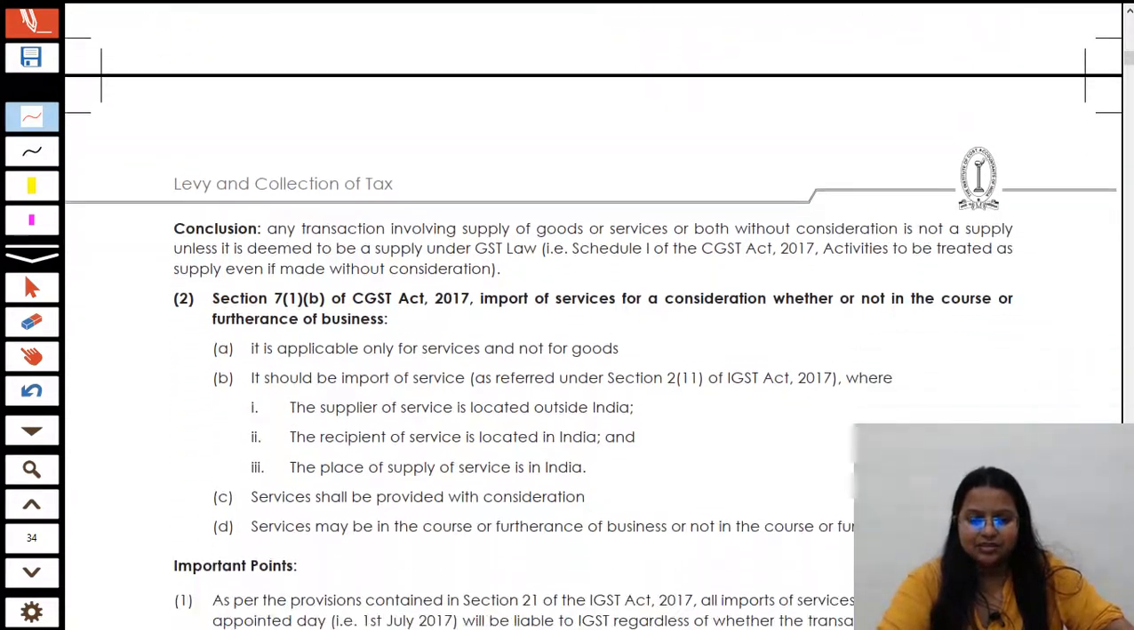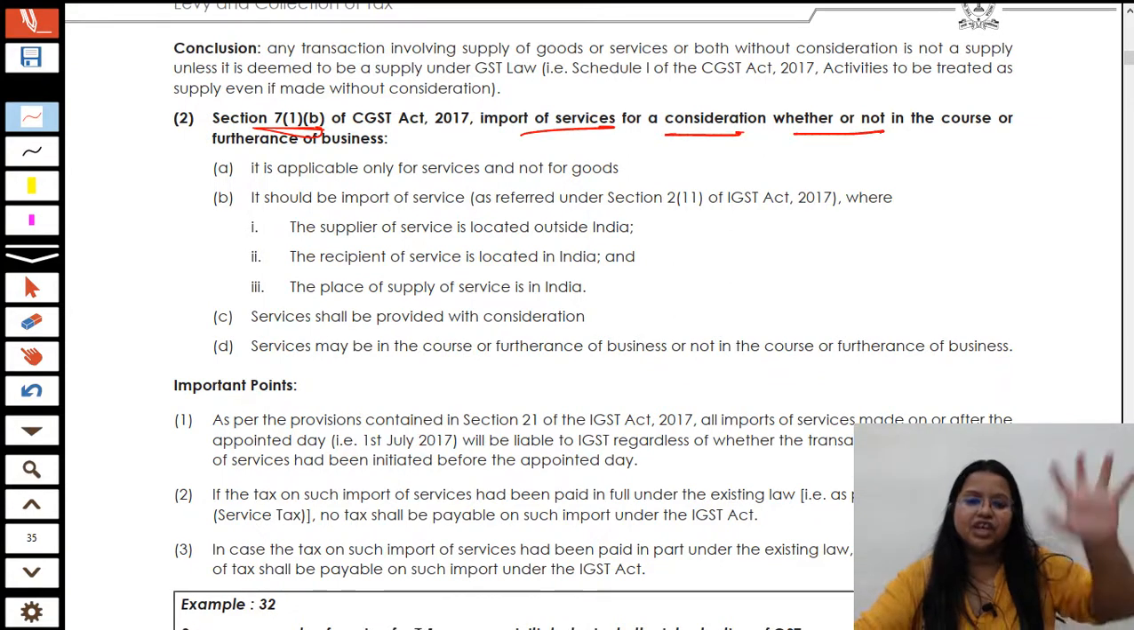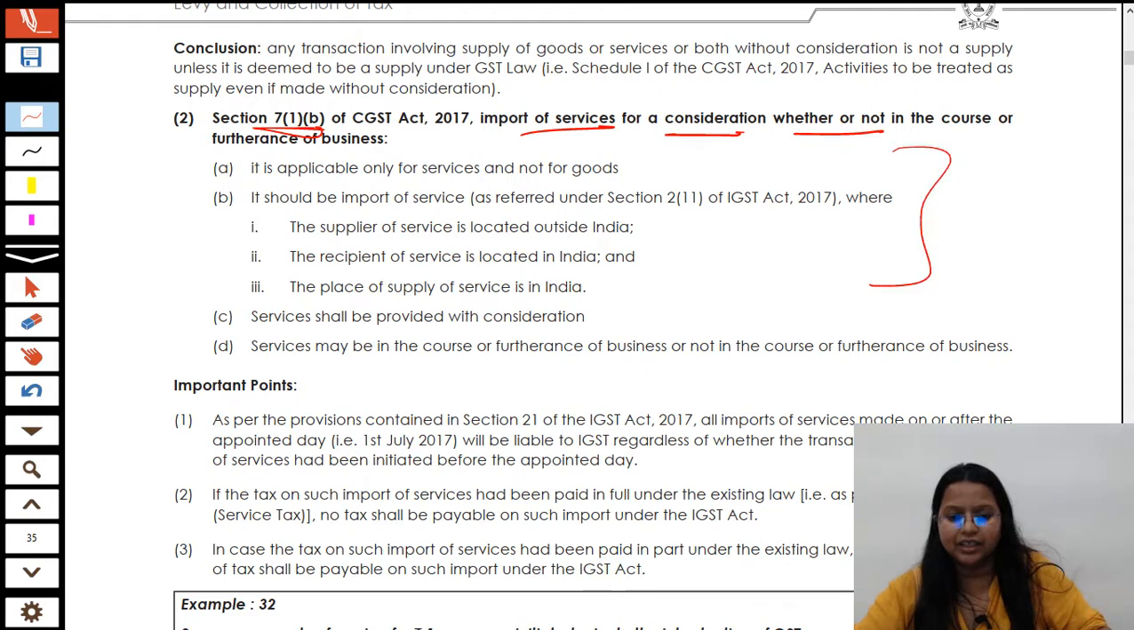Okay, students. Now the next point is section 7 subsection 1 clause number B. What does it say? Yes, it says import of services for a consideration whether or not in the furtherance of business. We have already covered it.